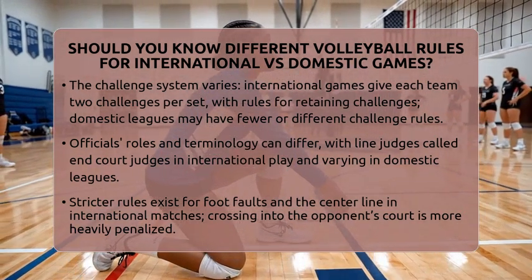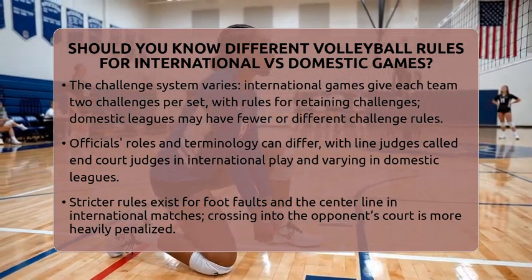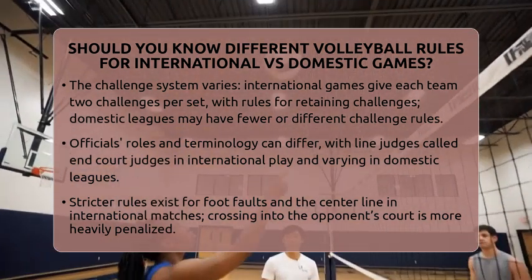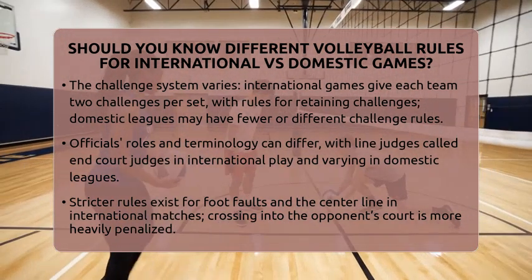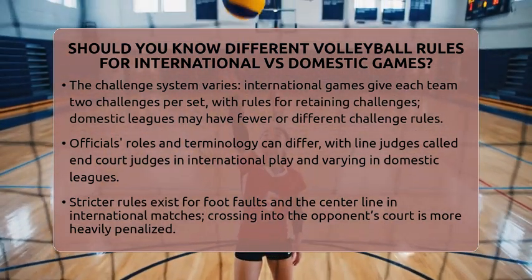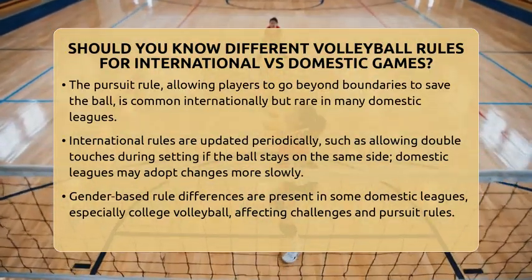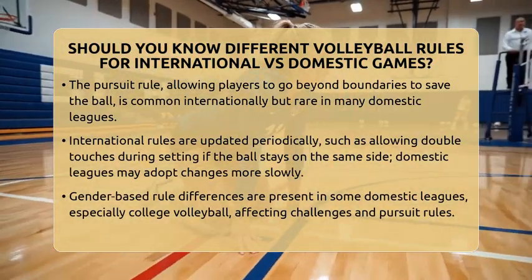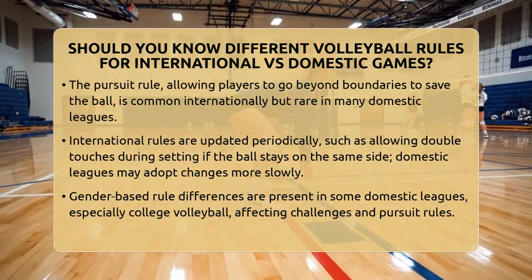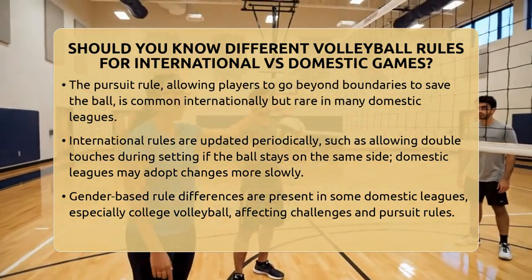The officials and their roles can also vary. In international matches, line judges are called end-court judges and stand at the back of the court. Domestic leagues might have different terminology or positioning for officials. Rules about foot faults and the center line are stricter in international play. If a player's foot crosses the center line into the opponent's court, it is a fault that can be challenged. Domestic rules may be more relaxed or interpret this differently.